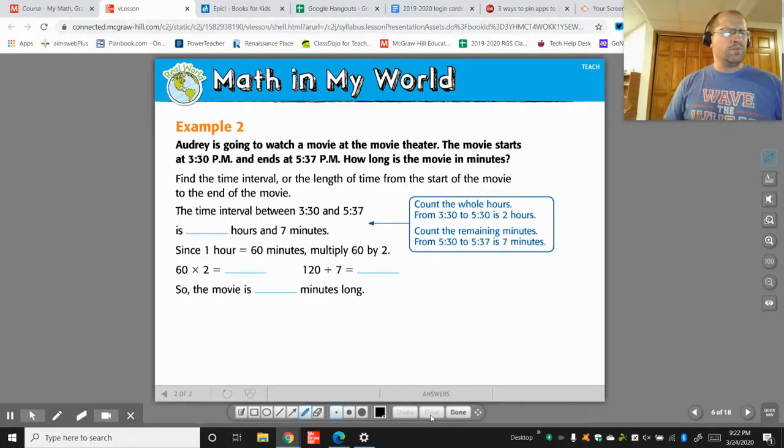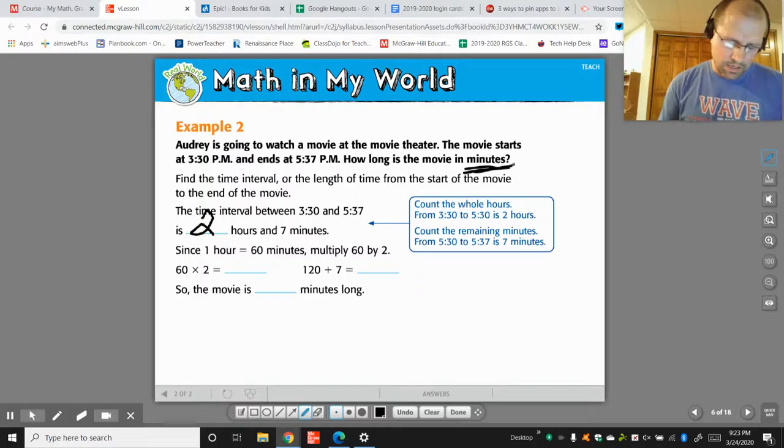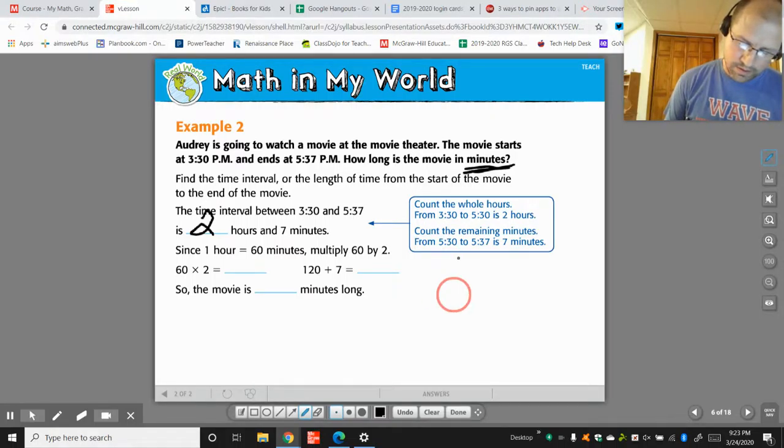The time interval starts at 3:30 and ends at 5:37. So from 3 to 5, that's 2 hours. And the difference between 30 and 37 is 7. So that means it's 2 hours and 7 minutes, but they want it in complete minutes. Since 1 hour is 60 minutes, we need to multiply 60 times 2, or 60 plus 60.